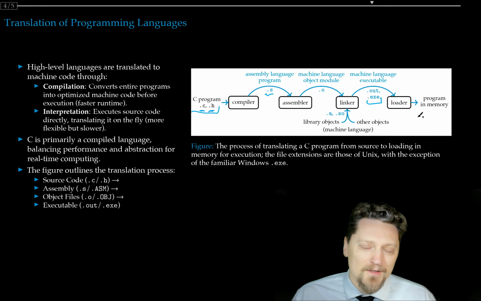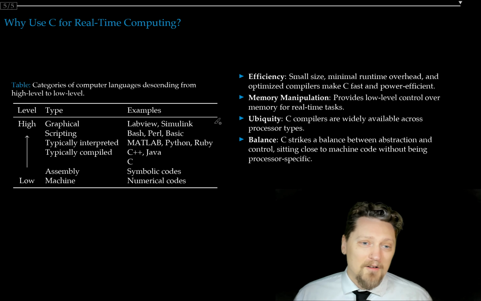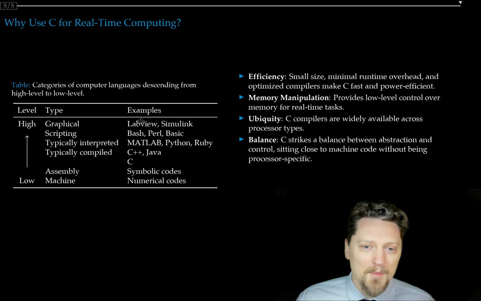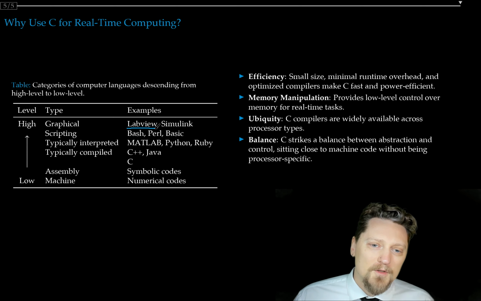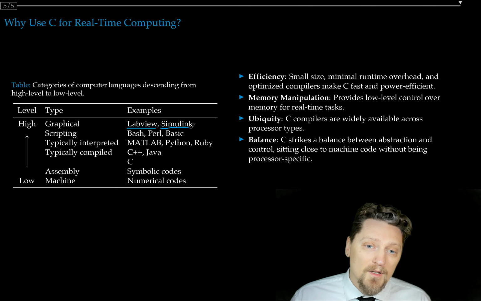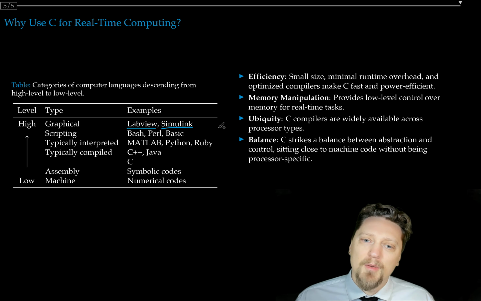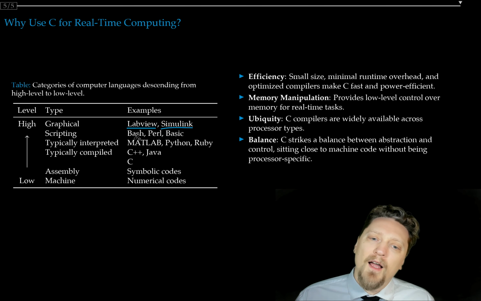Okay. Good. So finally, why use C for real-time computing? I said we're going to use C at a high level of abstraction here. We have LabVIEW, which you can also program the myRIO boards in. Simulink is something that MATLAB includes. That's a very high-level graphical programming language. A little lower level would be scripting languages like Bash, Perl, BASIC. And then you get into the typically interpreted languages that are usually pretty high level: MATLAB, Python, Ruby. Then you get into the typically compiled languages: C++, Java, some popular examples.